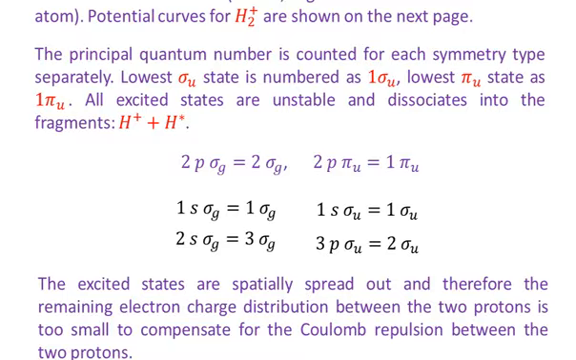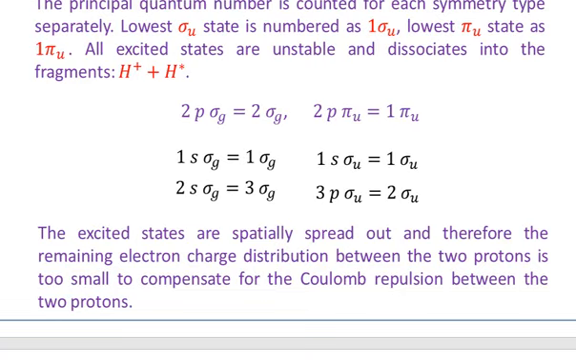So from the figure that I have shown, some of these orbital names are given as, for example, 2p sigma g is regarded as simply 2 sigma g. 2p pi u is simply regarded as 1 pi u. Similarly, 1s sigma g as 1 sigma g, 1s sigma u as 1 sigma u, 2s sigma g is 3 sigma g, and 2p sigma u is equal to 2 sigma u.